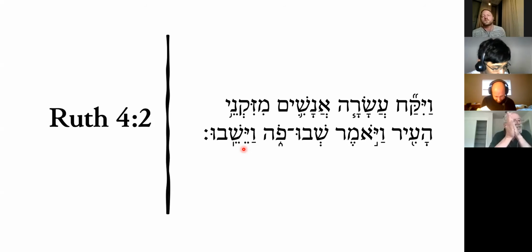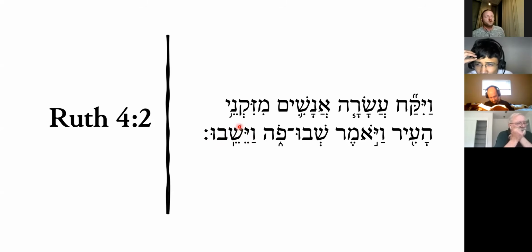Vayakach asara anashim mizikne ha'ir vayomer shevu po vayeshevu. So, yes, that's the pausal form, where we would expect yeshev to become yeshevu, and then secondary modification. So this is the return from the secondary modification to the original form, yeshevu.